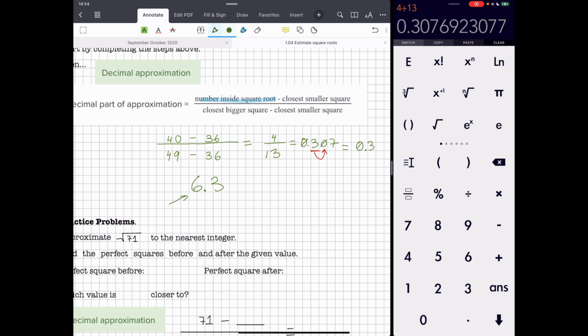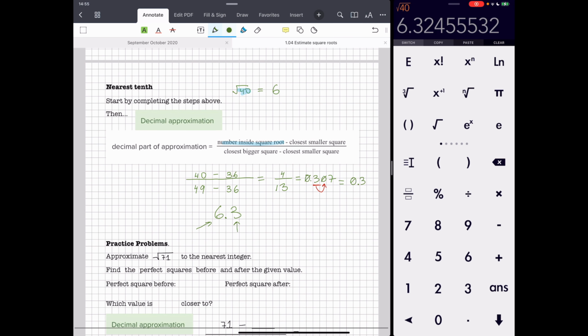6 was the nearest integer that the square root of 40 was close to, and this would be the decimal part. We can try to confirm our answer with the calculator. I'm going to do the square root of 40, which is 6.324, and so on, which we can see rounds to 6.3. So that's how we take care of the approximations. Pretty simple method to do it.